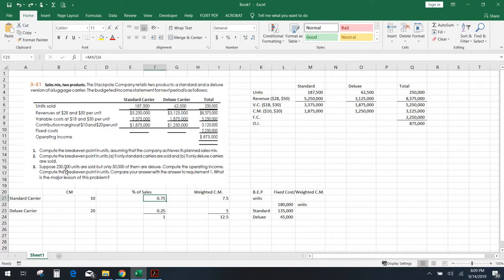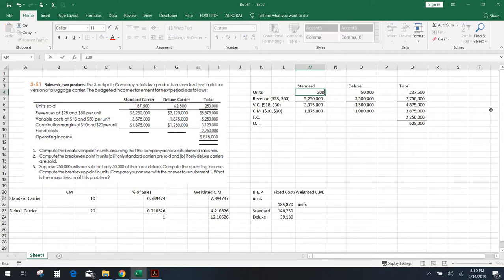Now it says suppose 250,000 units are sold, but only 50,000 units are deluxe. Compute the operating income, compute the break-even point in units, and compare your answer with the answer in requirement 1. What is the major lesson of this problem? So suppose 250,000 units are sold. We still have 250,000, but only 50,000 are deluxe. So let's change that deluxe to 50,000. That means standard has to be 200,000. And look how the numbers change in that case.